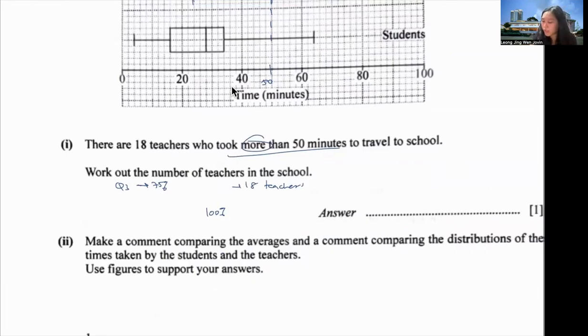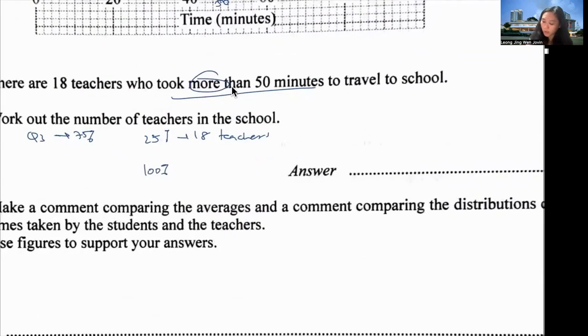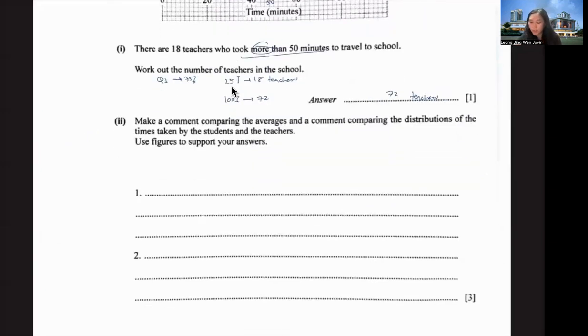If the question said that it's less than 50 minutes, then yes, 75% sure. Okay, but if it's more than that, it will be 25%. So that means 25% of the teachers took more than 50 minutes to travel to school, and that 25% is also equivalent to 18 teachers. Okay, so same concept, I still need to find out what is 100%. So 100% would be 18 times 4, you get 72 teachers. Okay, 72 teachers.